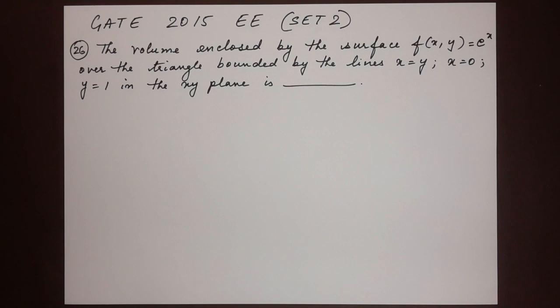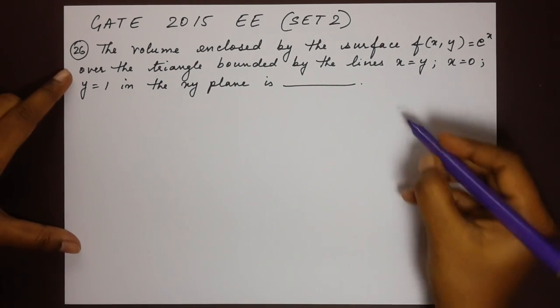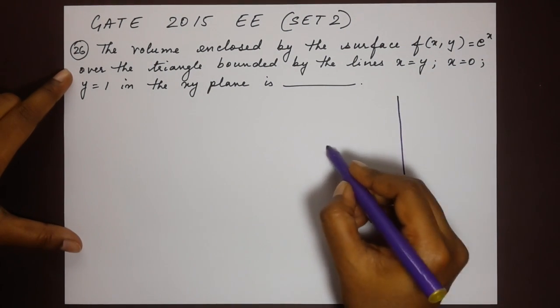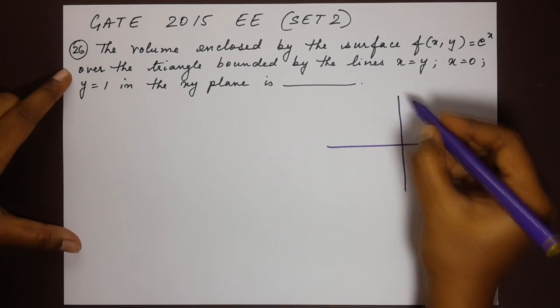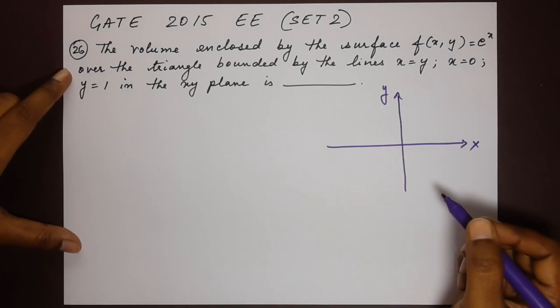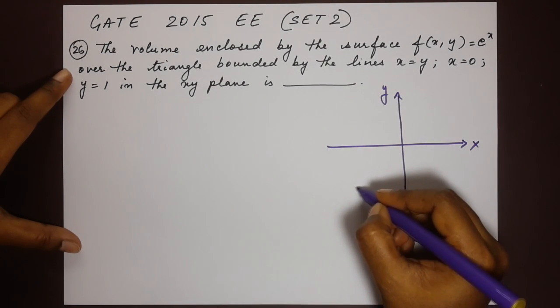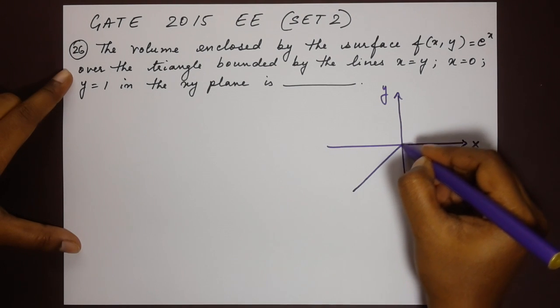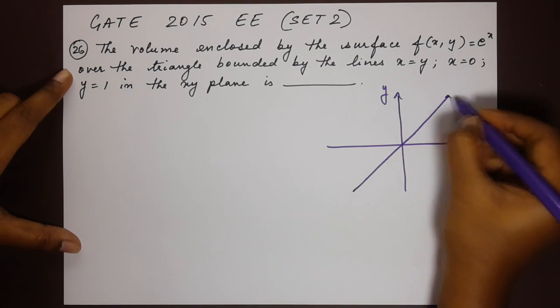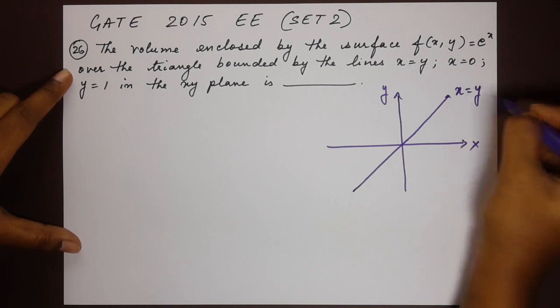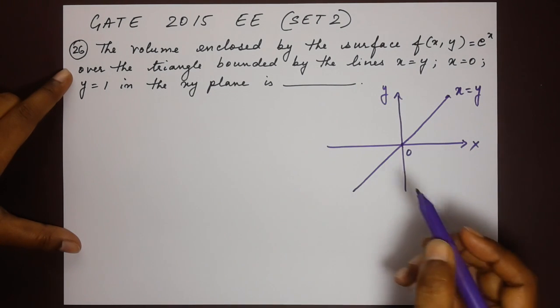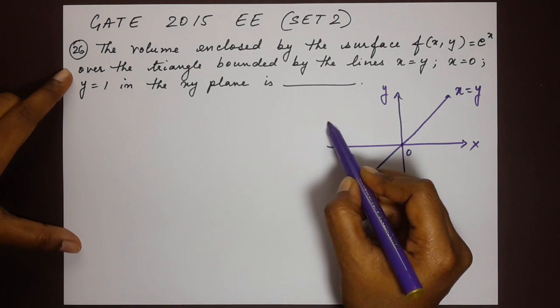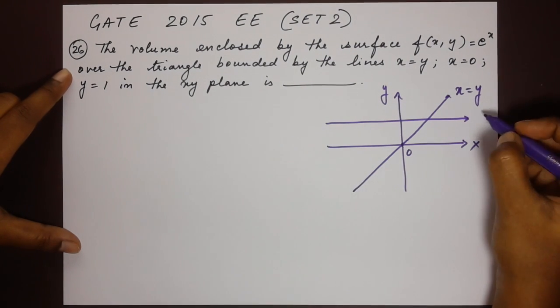Let's start by drawing a graph which depicts the three lines given to us in the xy plane. So here's our axis, x, y. We have x equals y, which would be a linear line this way. This is x equals y. Here we have 0. Y equals 1 would be a horizontal line this way.